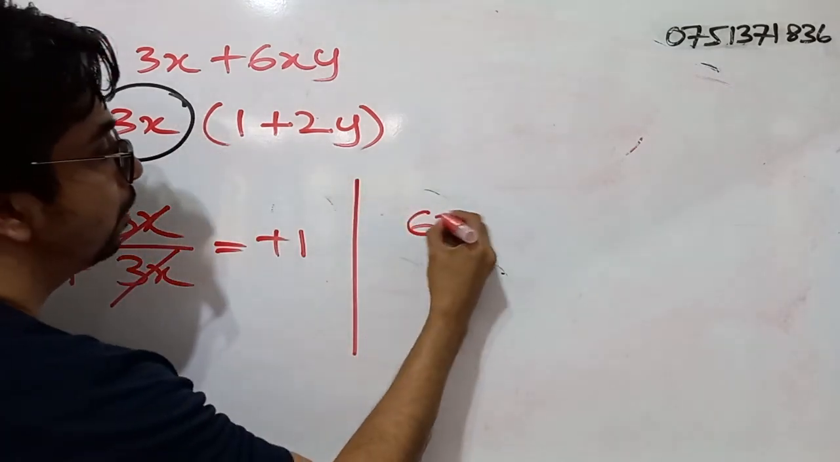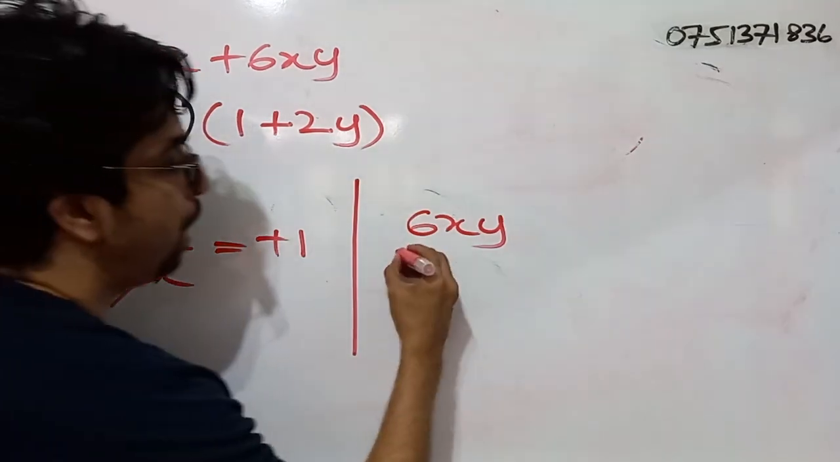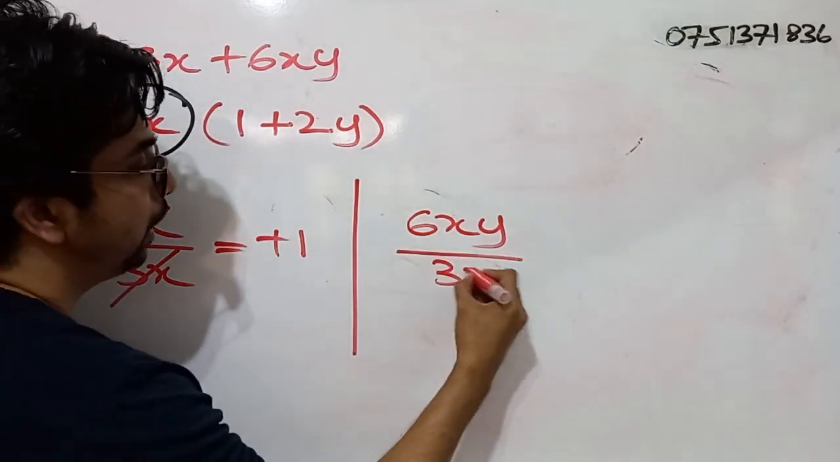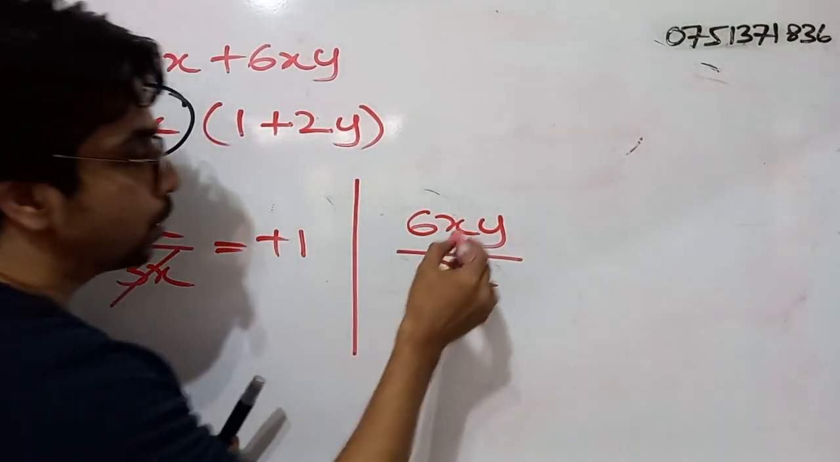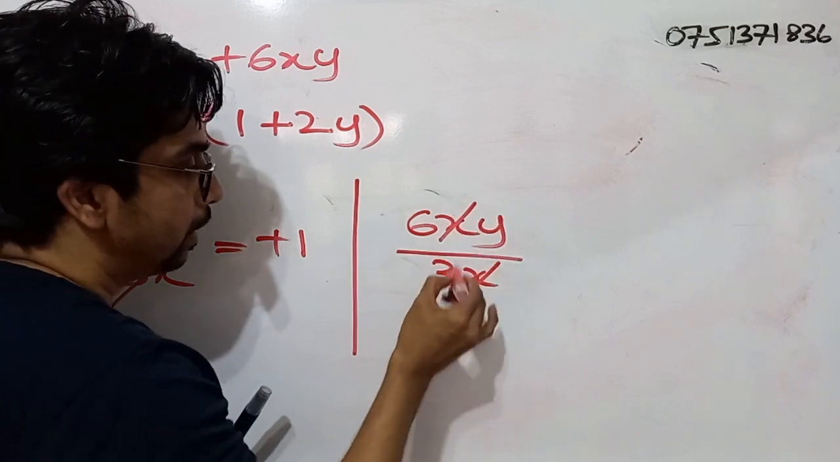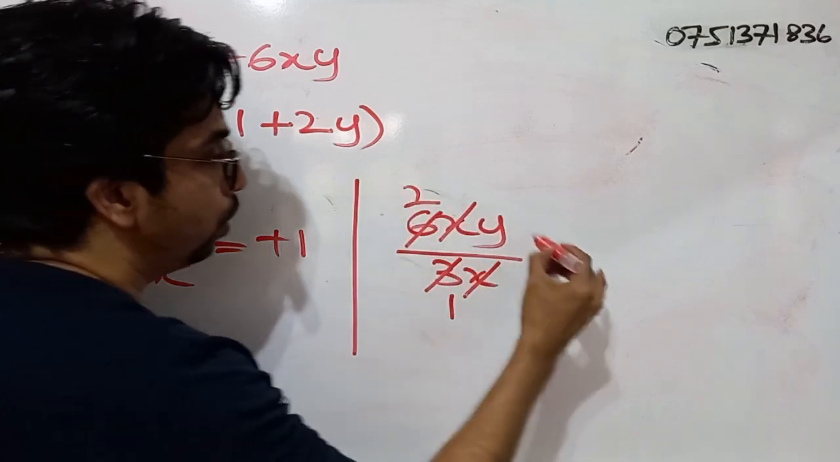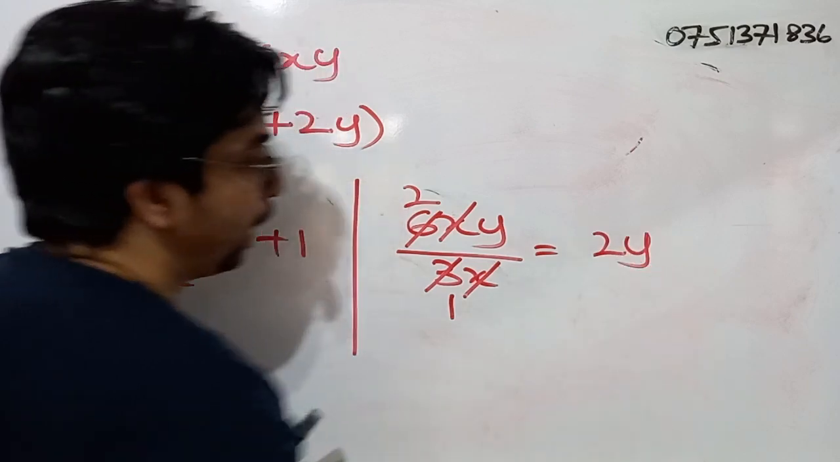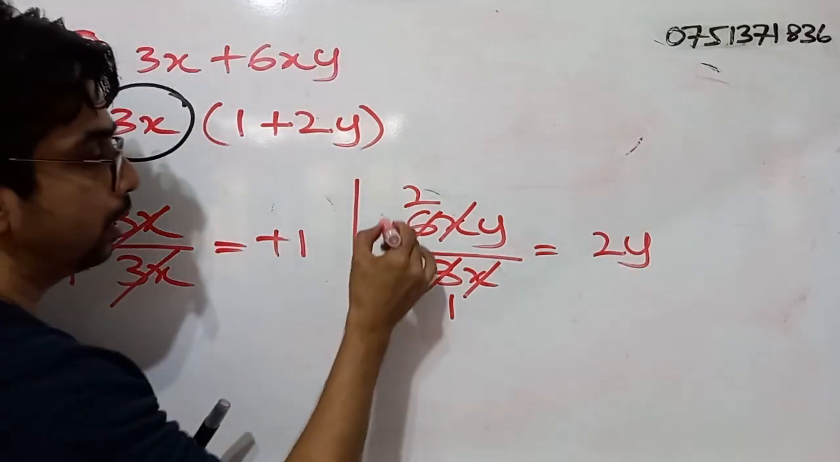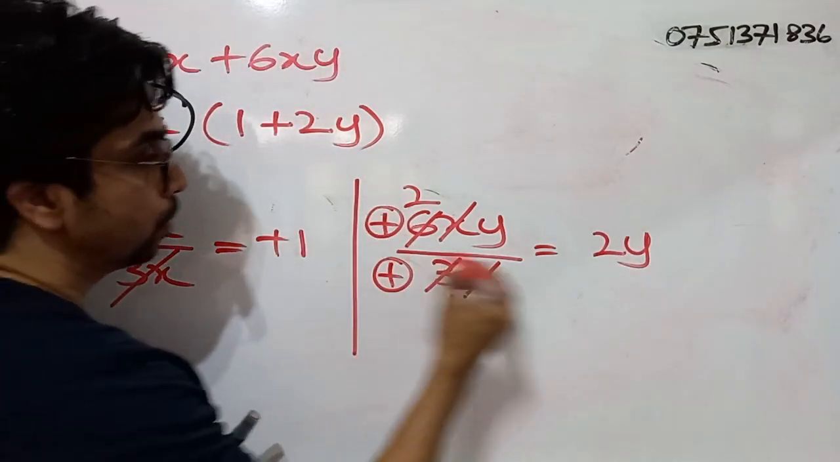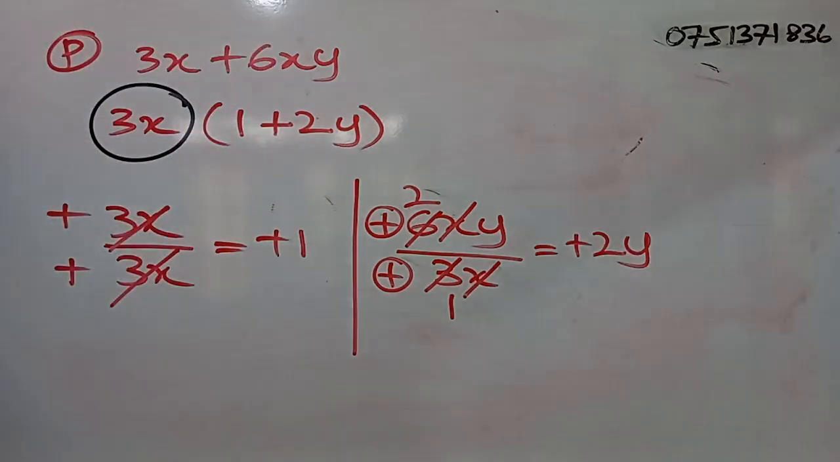Next we have 6xy. Again we have to divide this by 3x. So I can cancel off x to x. 3 into 1, 3 into 2. What is the outcome? 2y. We have to consider the sign. This is positive, so the outcome is also positive. So 2y. Okay, so that is the way we get the answer.